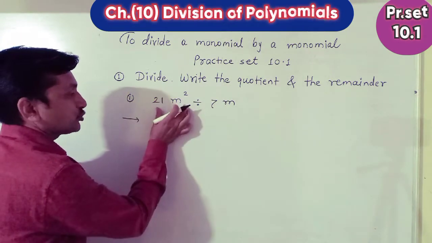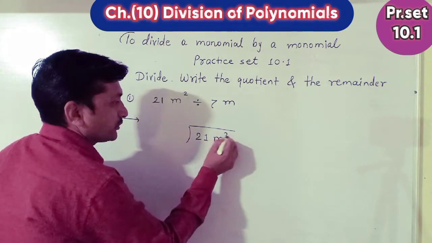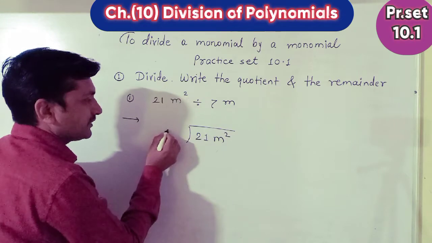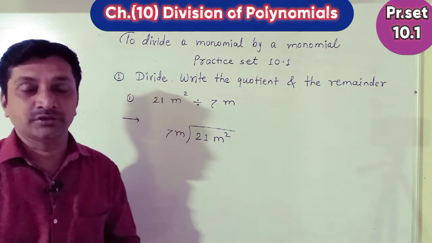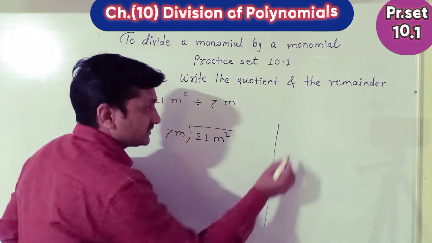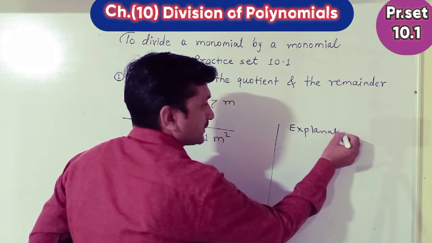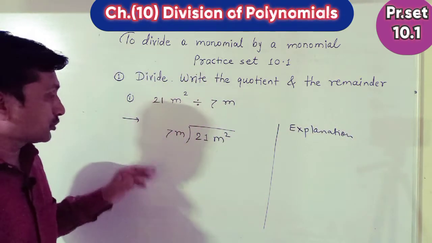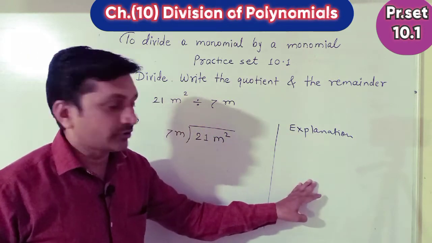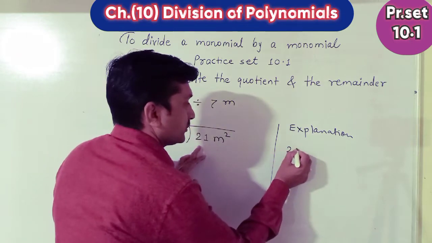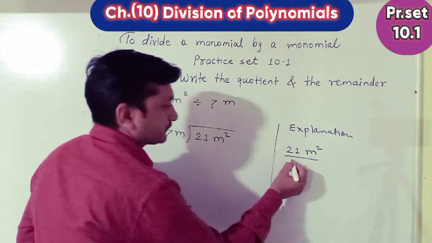Now here 21m square. This is the dividend, 21m square. The divisor is 7m. We have to divide 21m square by 7m. Now the method is very easy. Here we have to write the explanation. Now what we have to do, see here 21m square. Here we will solve by the vertical way. 21m square divided by 7m.